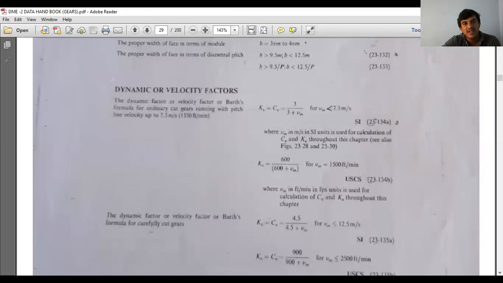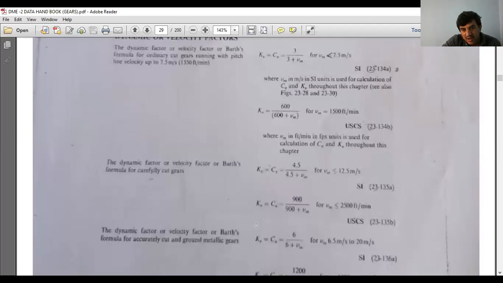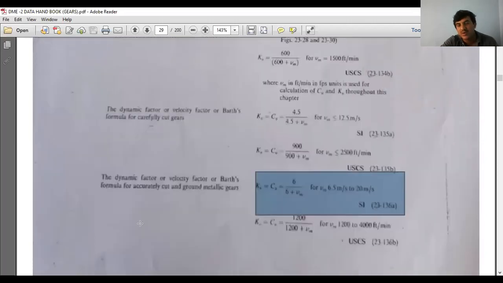In the dynamic or velocity factor, you can see that we sometimes represent it as Kv or Cv. Its value varies with the mean pitch line velocity, depending on where it lies. If Vm is less than 7.5 meters per second, then we use this formula. If Vm is greater than 7.5 and less than 12.5, then we use this equation. If Vm is greater than 12.5 and less than 20 meters per second, then we use this formula. Depending upon the mean pitch line velocity, we assign the formula for the dynamic velocity factor.